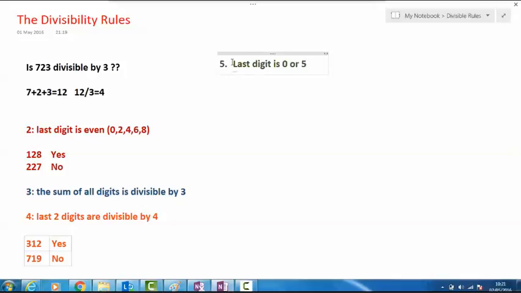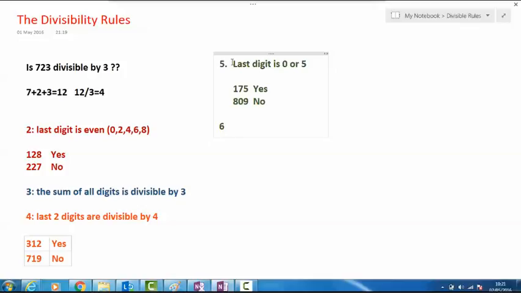Let's have a few examples. Is 175 divisible by 5? Yes, because the last digit is 5. Is 809 divisible by 5? No, because we all know that 9 is not 0 or 5.